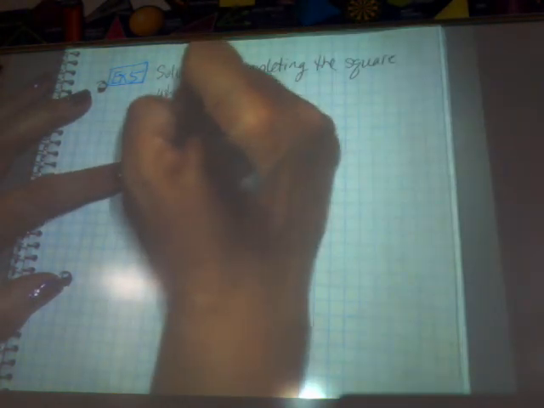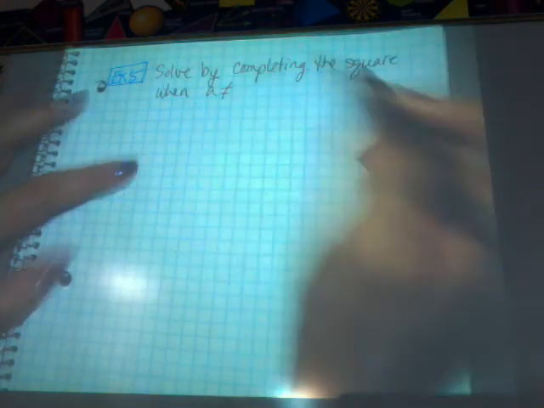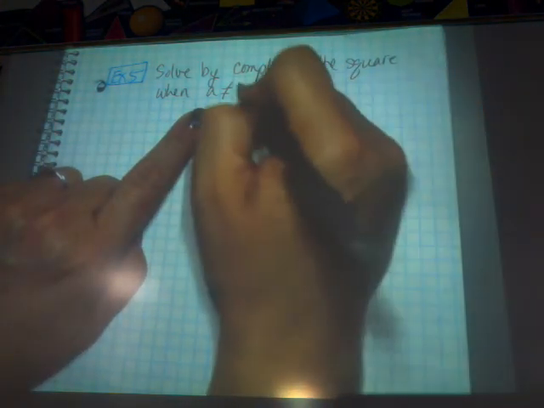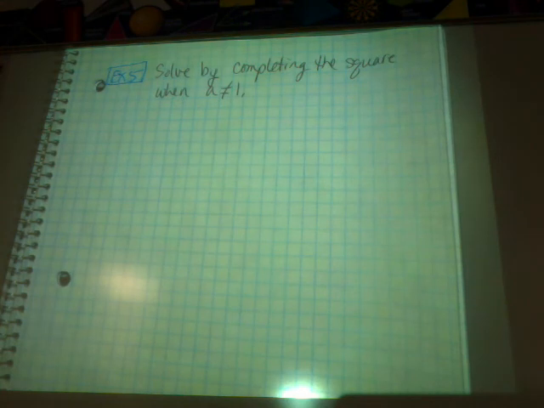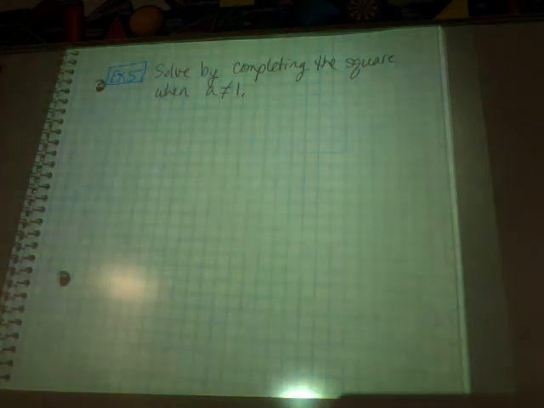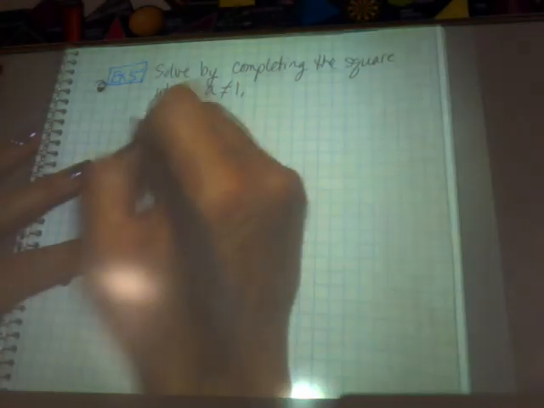When a, the coefficient of your x squared term, does not equal 1. So I told you before that the only time that you can find c using b over 2 squared is when a is 1, the coefficient of x squared is 1. So what do we do when it's not? Here's what you do. There's only one extra step.